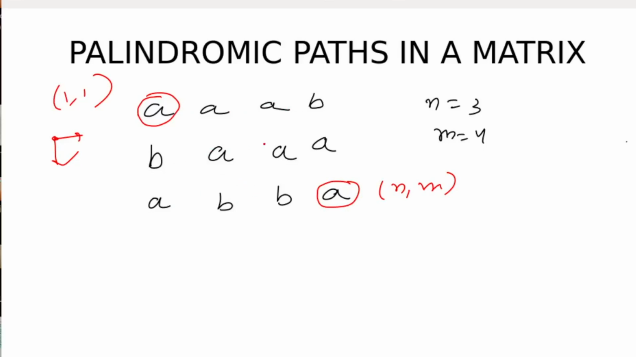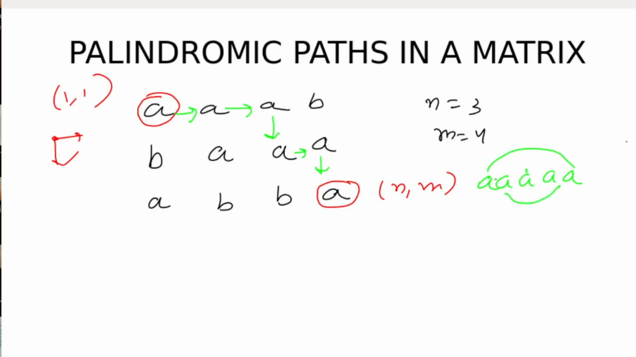Suppose that I start moving from this A to this A, then again right, then down, then again right, then down. Okay, so you can see that we will generate a string of all A's, and it's clearly a palindrome because its ith character from the beginning is equal to its ith character from the end. You can see that.